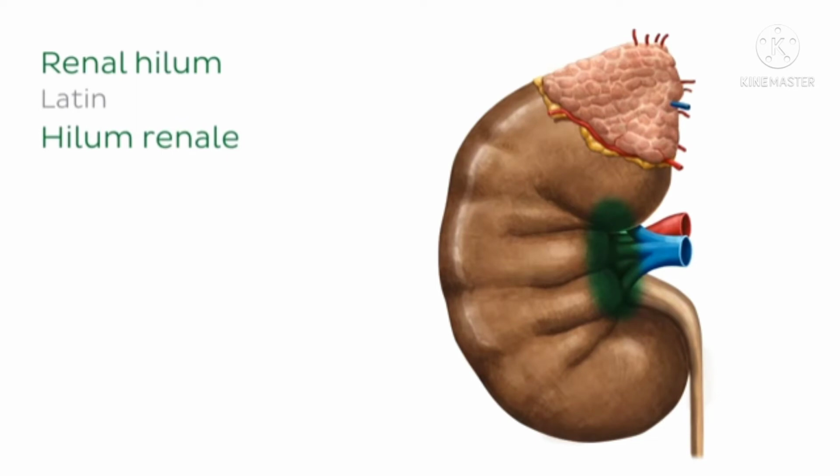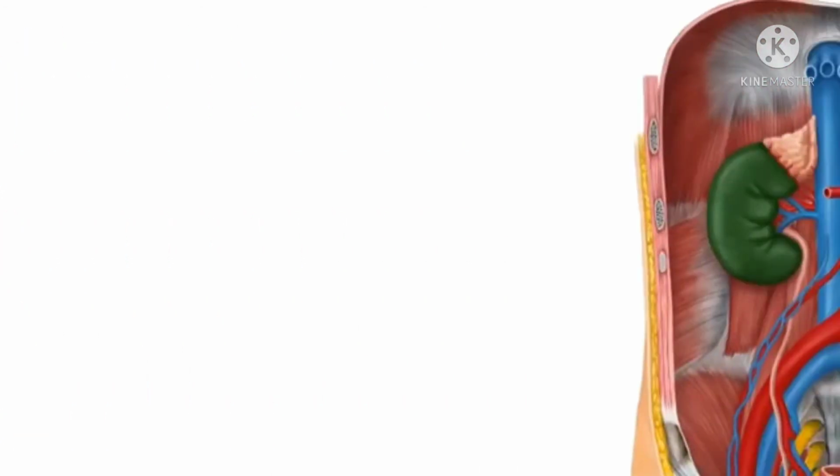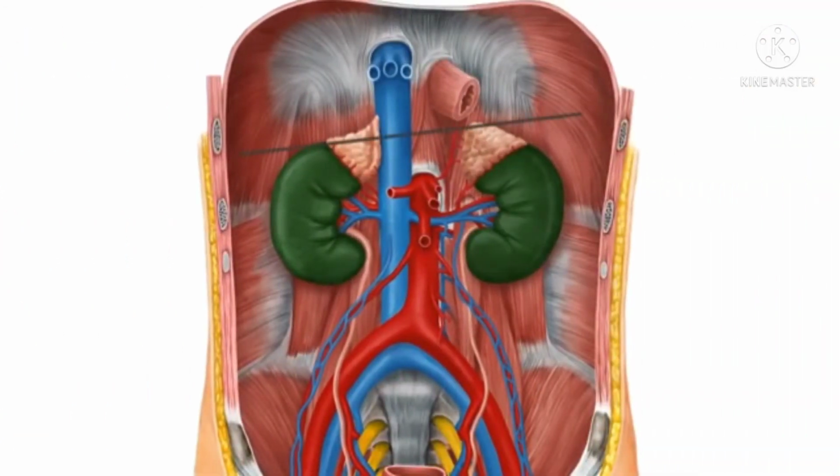and the renal pelvis enter and leave the kidneys. Note that the right kidney sits slightly lower than the left kidney, since it sits posterior inferior to the liver. And by posterior inferior, I mean basically underneath.